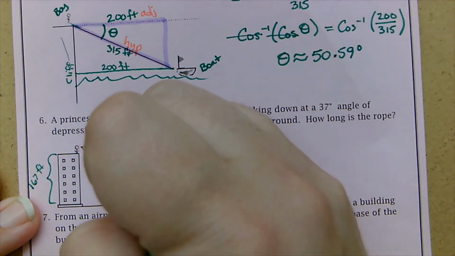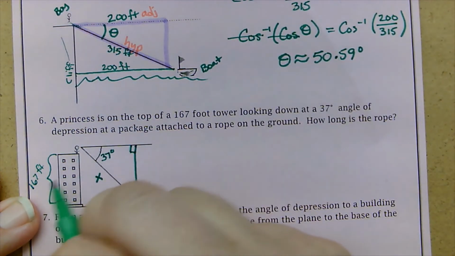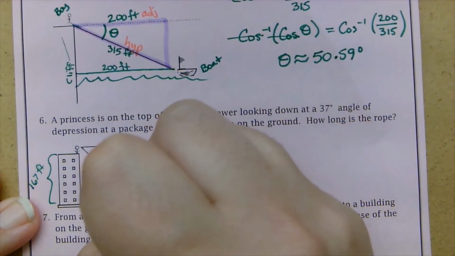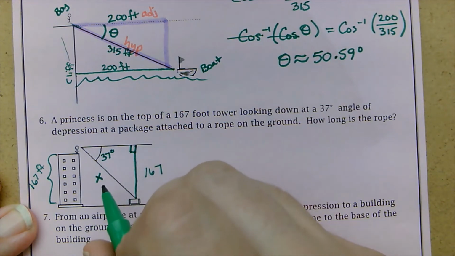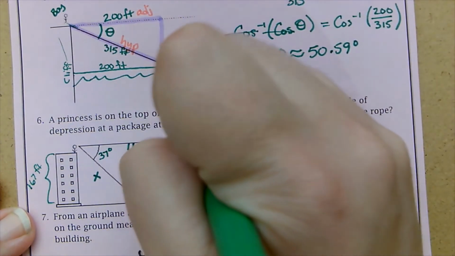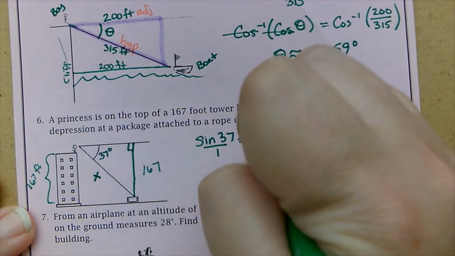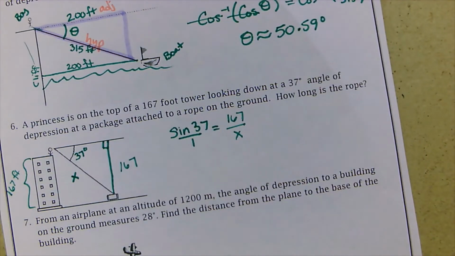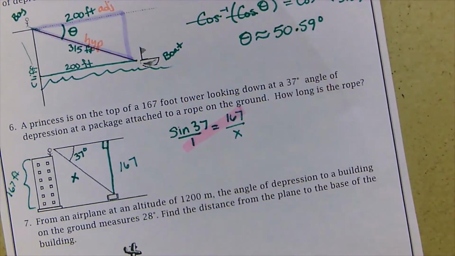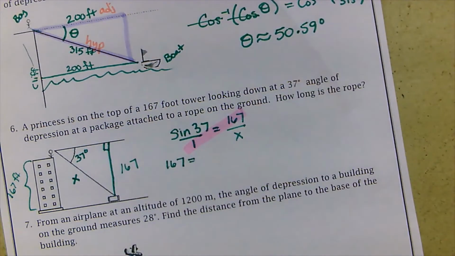This is sort of forming a right triangle here. I've got the hypotenuse that I'm looking for, but this 167 is going to go over here. So I've got my opposite side and my hypotenuse, so that's sine. So sine of 37 is going to equal 167 over x. So when I cross multiply, we haven't done one like this yet in our review here. 167 times 1 is 167. That's going to be equal to sine of 37 times x.